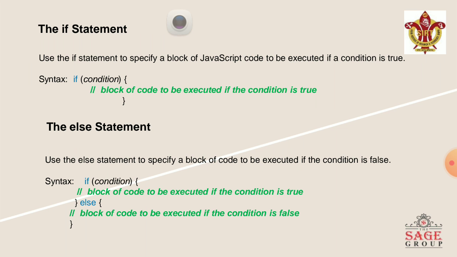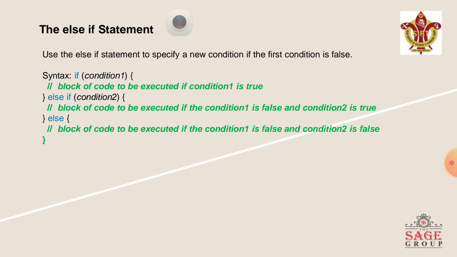Now the if statement: use the if statement to specify a block of JavaScript code to be executed if a condition is true. The syntax is if condition, and we write a block of code to be executed. Then the else statement: use the else statement to specify a block of code to be executed if the condition is false. The syntax is, if condition, block of code to be executed if the condition is true.